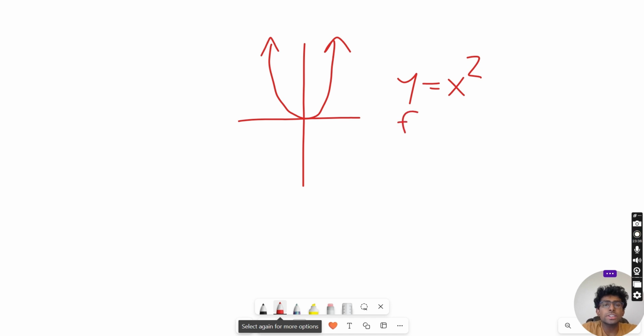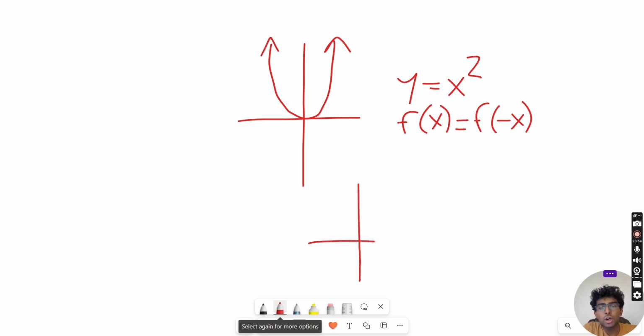In equation form, f of x is equal to f of negative x. So basically, if you were to plug in negative values for x, you'd get the same function, which makes sense for y equals x squared. So even functions are reflected over the y-axis.